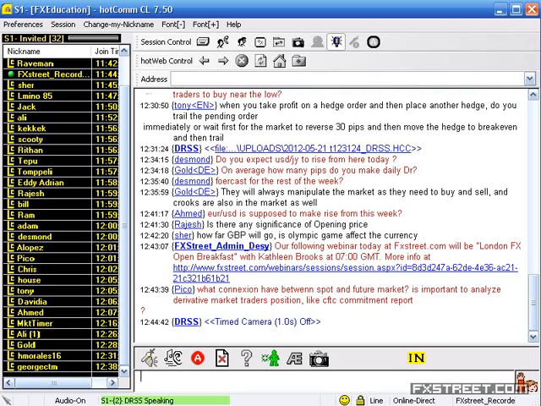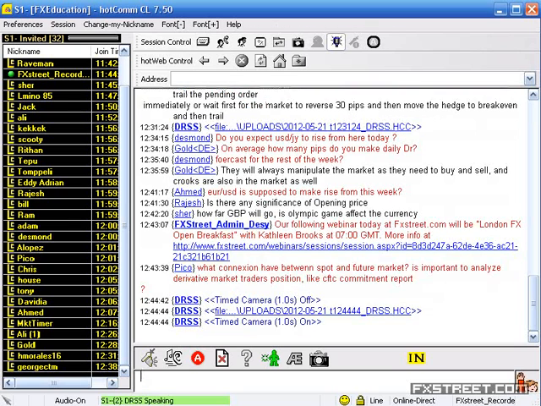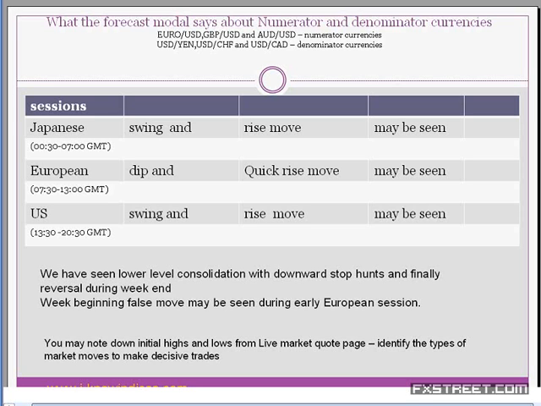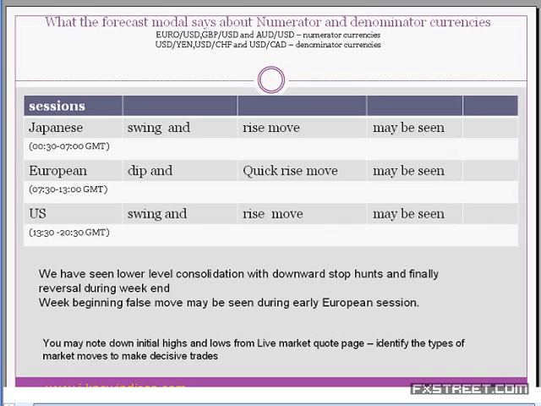Let me go back to the PowerPoint presentation. Now, initial lows and highs are not breached in any of the currencies, so I am not going to that particular page. With regard to the expected market moves for this week, today I said that swing and rise moves are expected during the Japanese session, a quick dip during the European session, and a quick rise may be seen during the late European session. Swing and rise moves may be seen during the US session.